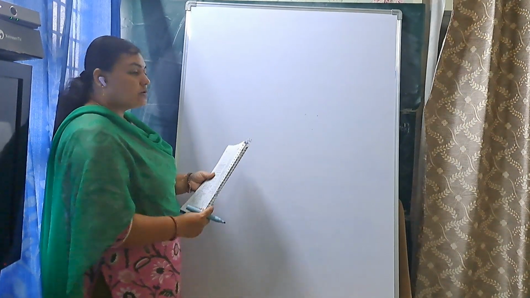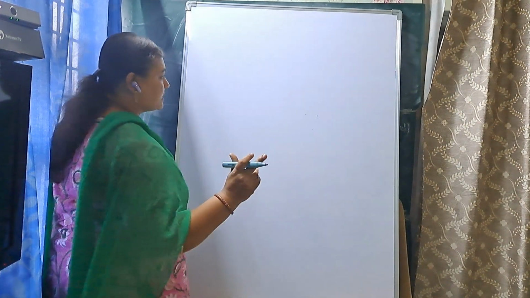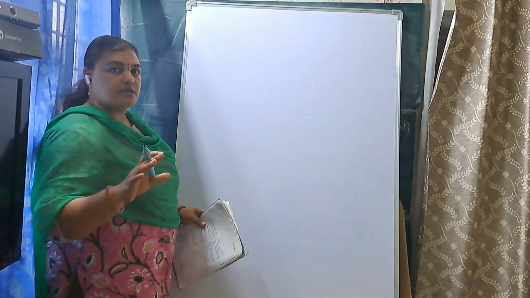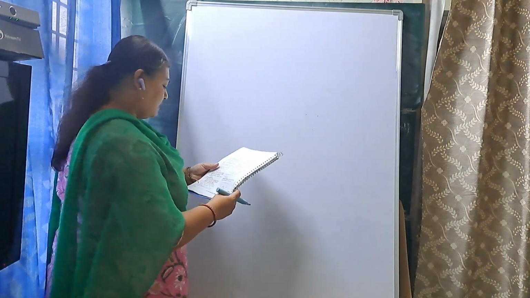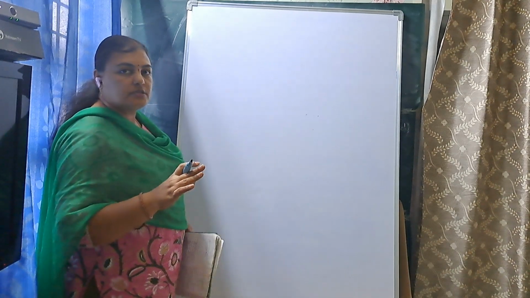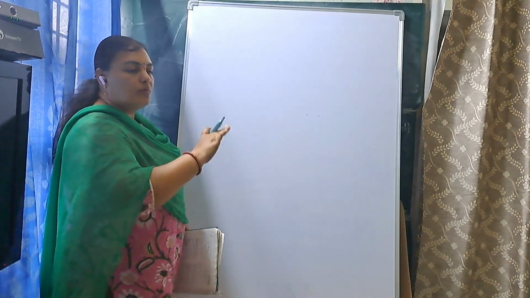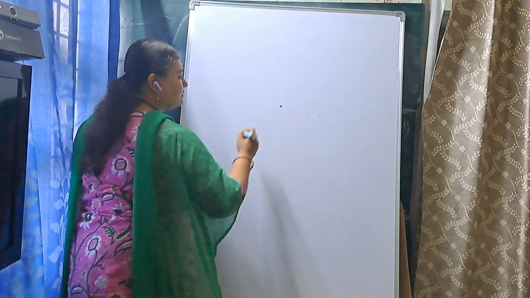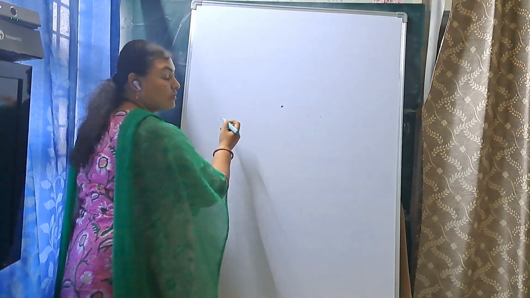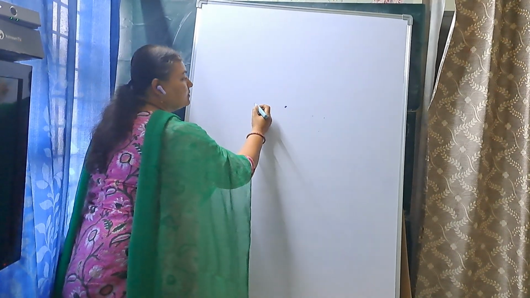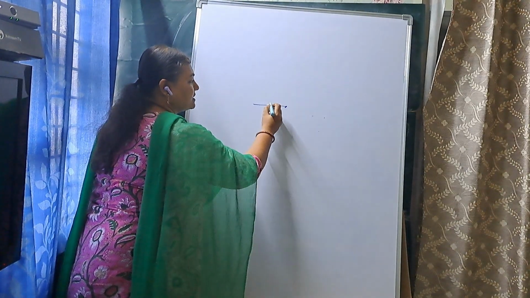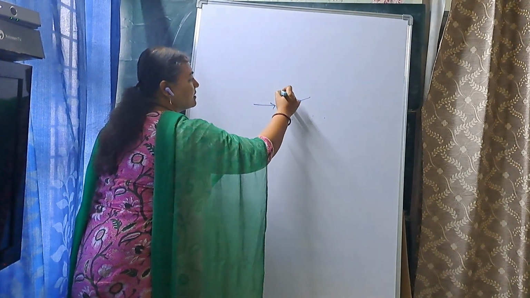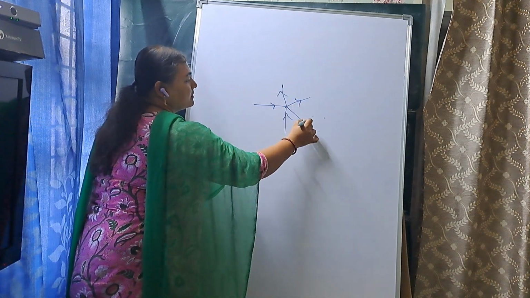Kirchoff first law tells us about the sum of currents flowing through a junction. The current flowing into the junction should be equal to the current moving away from the junction. For example, this is a point. Let us see what the meaning of junction is. Here some current connections are moving towards the junction, and some are moving away from the junction.